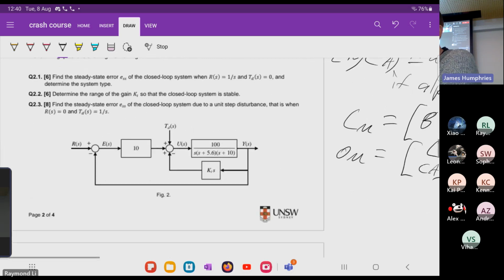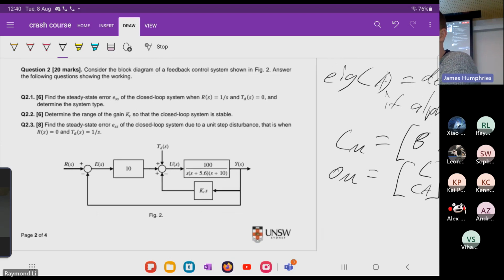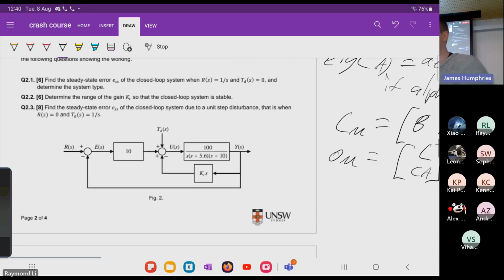And question 2. All right. So consider the block diagram of a feedback control system. Following question showing the working. Find the steady state error of the closed loop when R of S is equal to 1 of S and TD of S is equal to 0, and determine the system type. All right. So how do we go about this question?